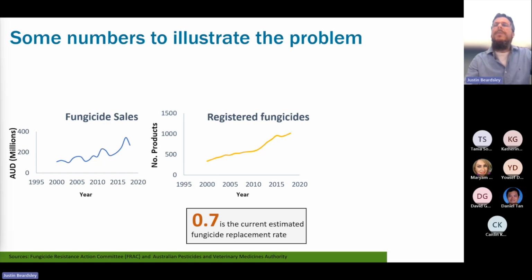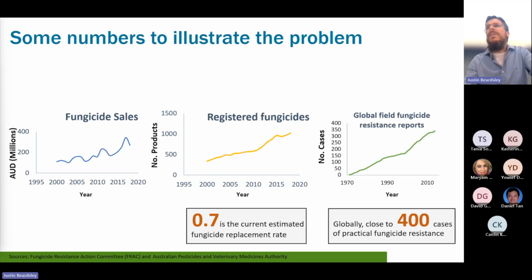This number keeps decreasing, not only because of resistance, but because of deregulation. Most of the big market for Australia is Europe, and whatever happens in Europe in terms of regulation of chemicals ends up happening here as well.